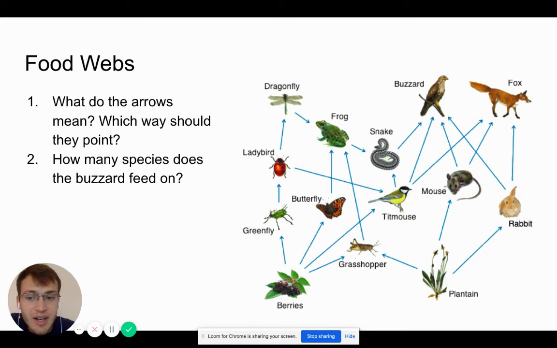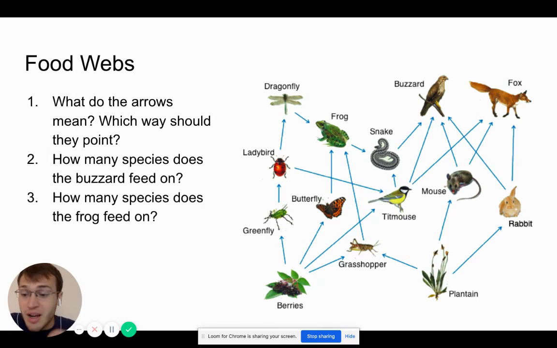And, all right, let's take a look at the frog. How many species does the frog feed on? All right, so the frog feeds on 3 species. So remember, we have to look at the species. We have to count how many arrows are pointing towards it. So we've got 1, 2, 3 arrows pointing to the frog. So the frog eats 3 species.